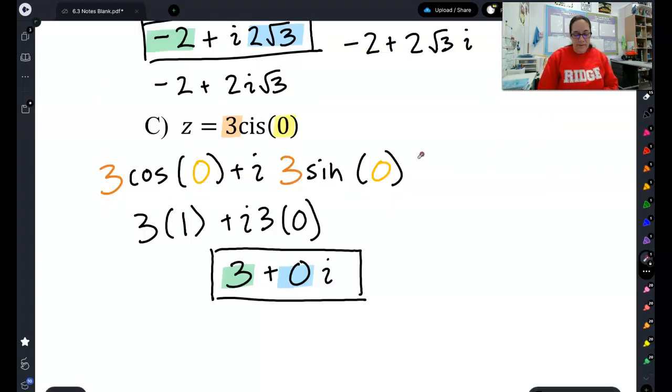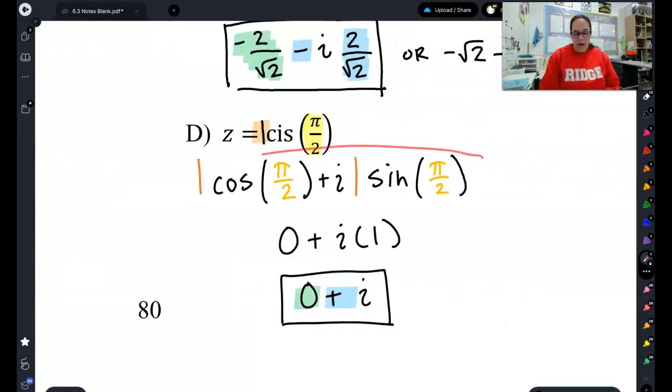Let's check your work. So here's writing it out all the way. Use my unit circle to simplify cosine of 0 to 1 and sine of 0 to 0. 3 times 0 is 0, so if I wrote it out as a plus bi, I would write it as 3 plus 0i, where my real part is 3 and my imaginary part is 0. You could also just simplify this to 3. We don't need the 0i there, because 0 times anything is just 0.